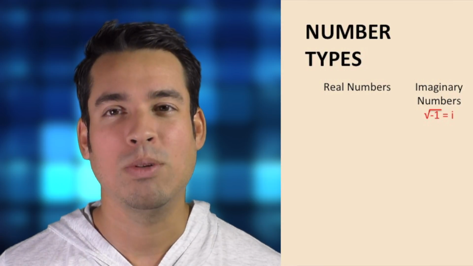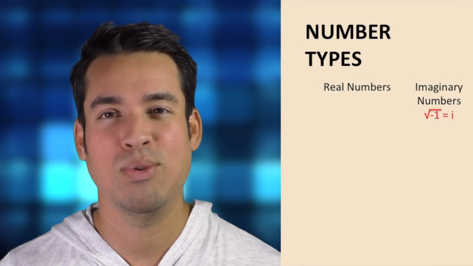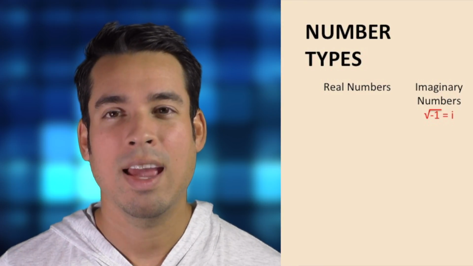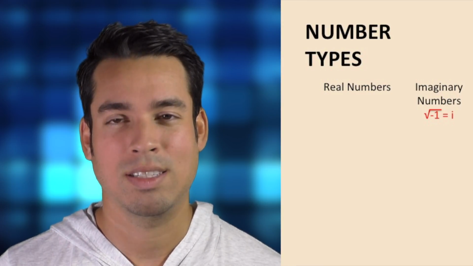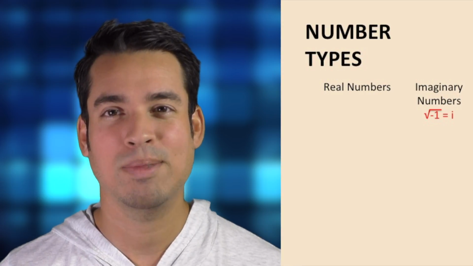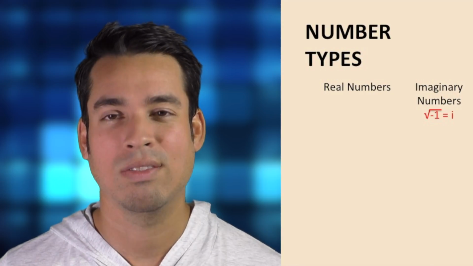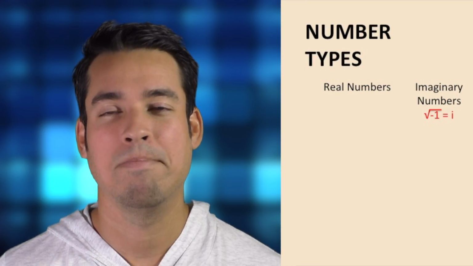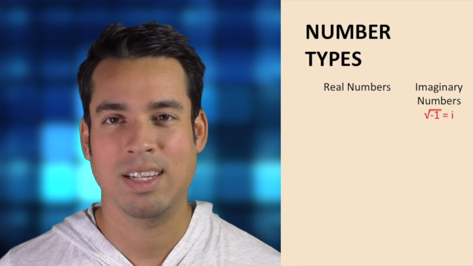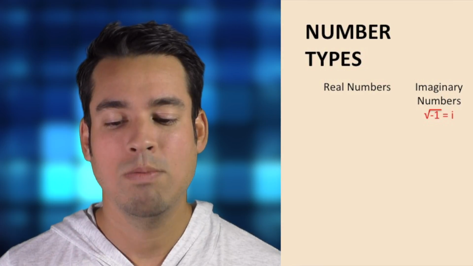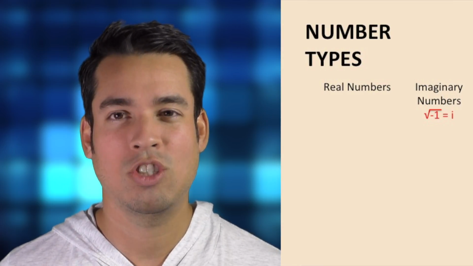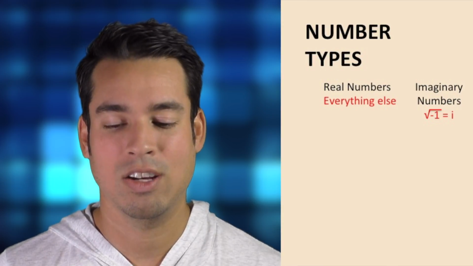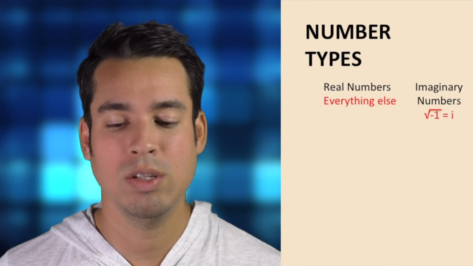There are no numbers times themselves that will give you a negative number in the real number plane, because any positive times a positive is positive, a negative times a negative is also positive. So there's no way to get this, so they created a new category of numbers called imaginary numbers to represent these. So we have two main categories: imaginary numbers, just these i's, and real numbers, which encompasses everything else. All right, now let's break down real numbers.